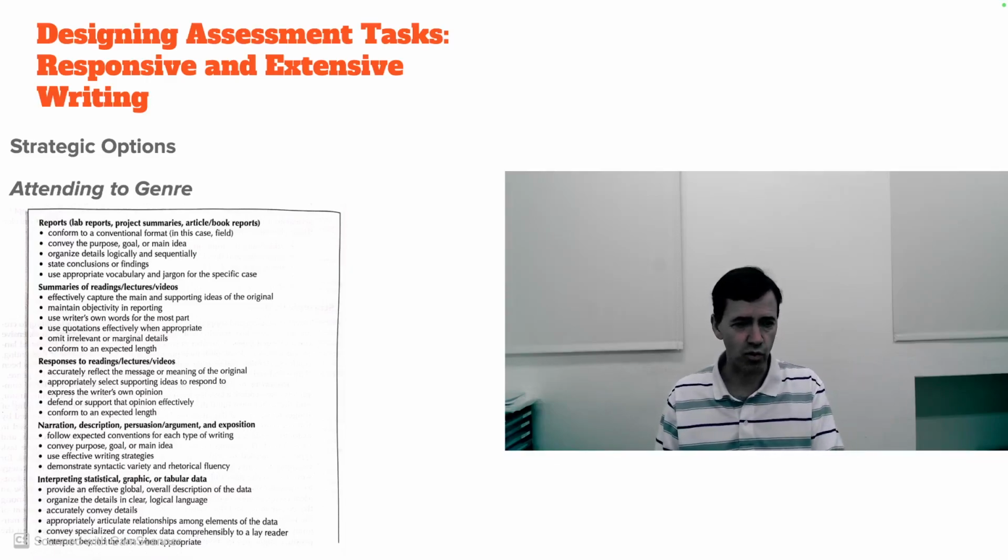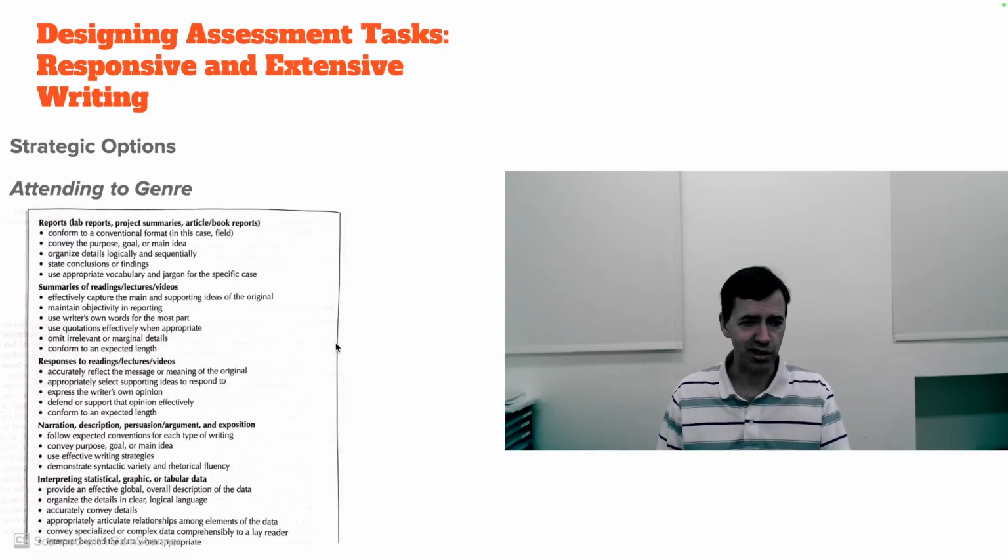Did they use their own words? Did they use quotations when appropriate? Did they get rid of irrelevant or marginal details? Did they conform to an expected length? And then you score them based on how well they were able to attend to the genre.